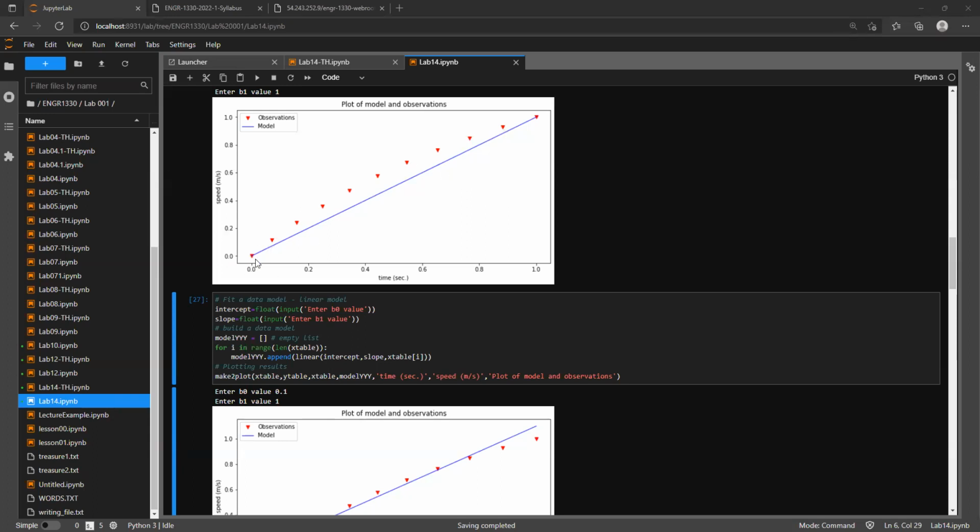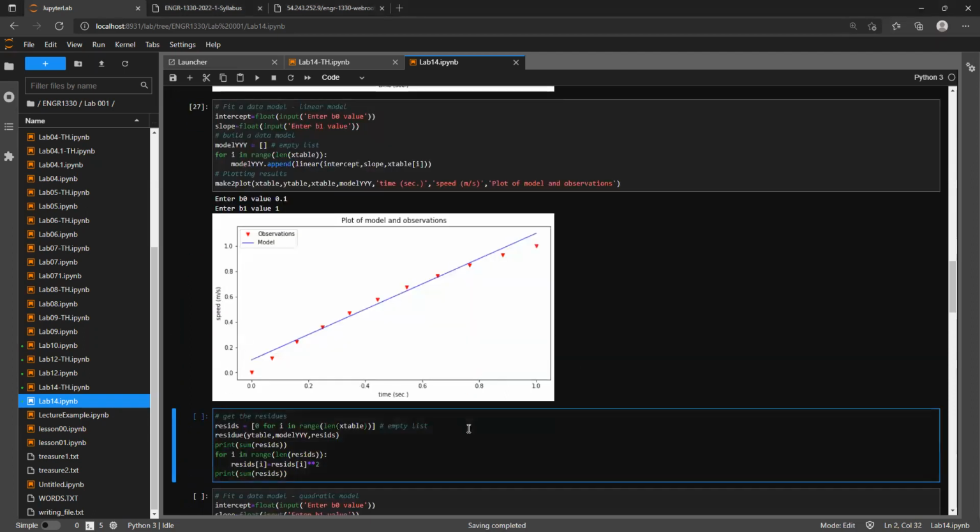So if I take the difference between here and here, the blue and the red, add it to the difference between the here, blue and the red, do that for every point, add them all up, then I have a measure of differences. That is what's called the residues.